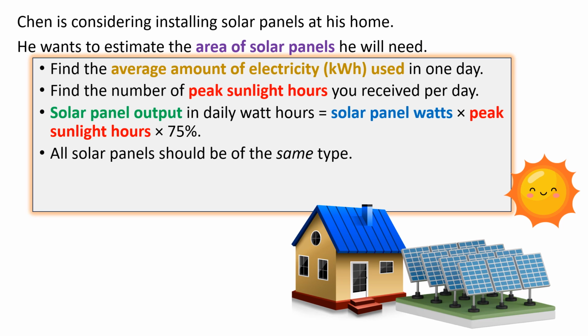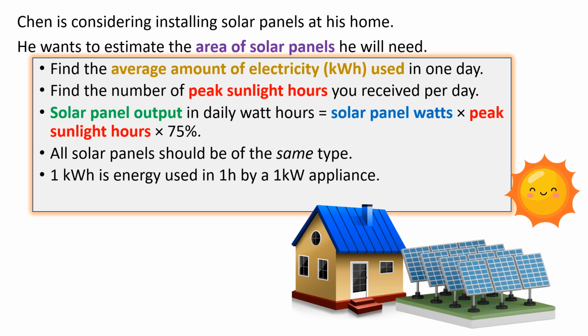He is advised to use the same type of solar panels throughout his home. He's given the definition that 1 kilowatt hour is the energy used in 1 hour by a 1 kilowatt appliance. Lastly, he's given the conversion rate that 1 kilowatt equals 1000 watts.